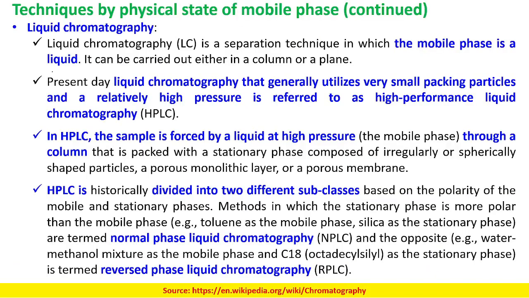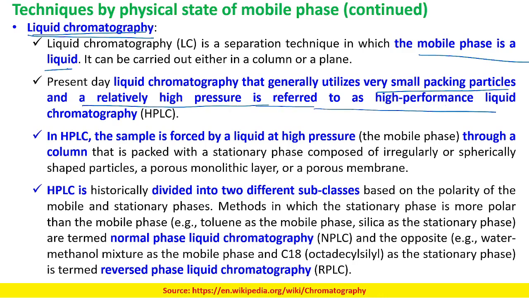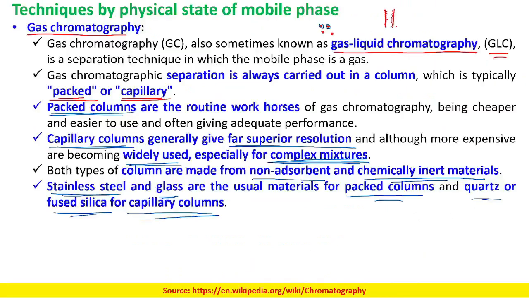Now the next type is liquid chromatography. So the mobile phase in liquid chromatography is liquid. Liquid chromatography generally utilizes very small packing particles and a relatively high pressure, and this is referred to as high performance liquid chromatography. Okay. So that is regarded as high performance liquid chromatography.